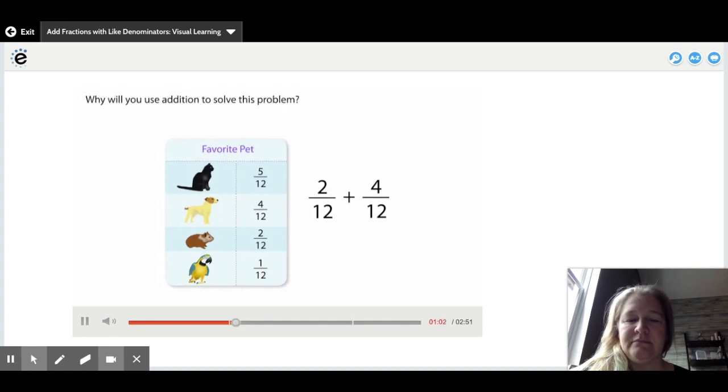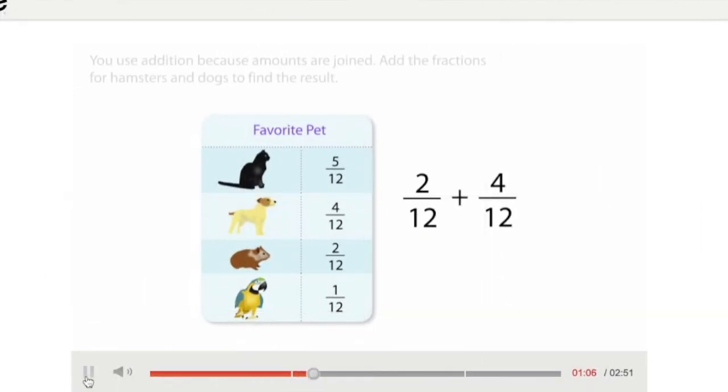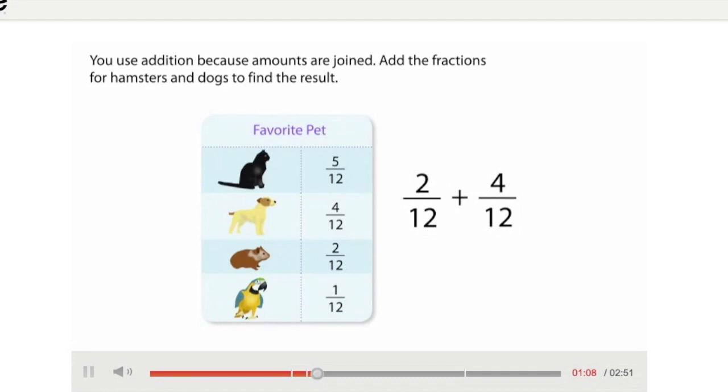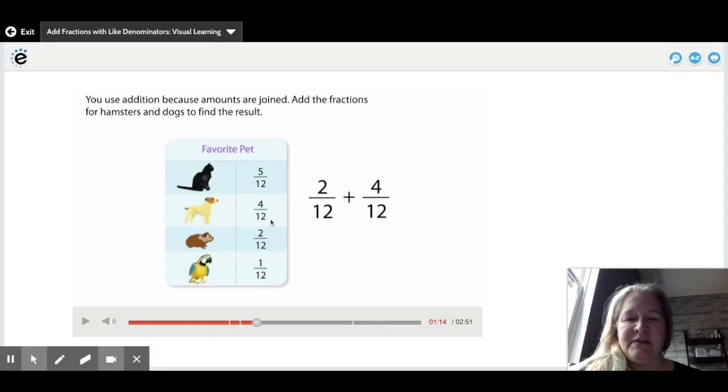Why will you use addition to solve this problem? You use addition because amounts are joined. Add the fractions for hamsters and dogs to find the result. What does the 12 represent? 12 is the total number of kids in the club, right? It's your whole amount.